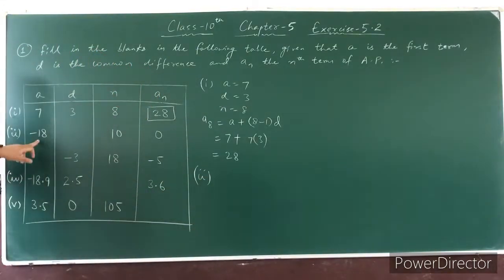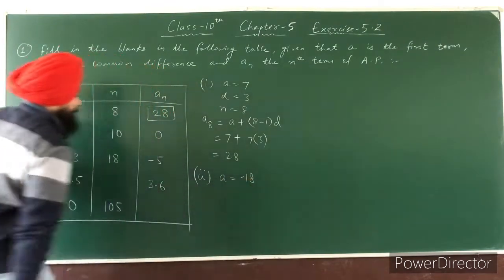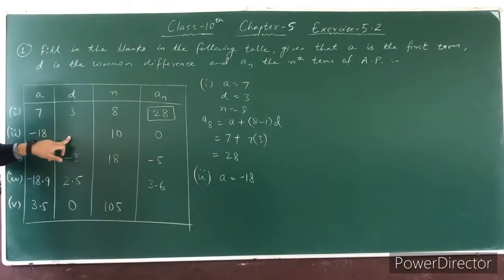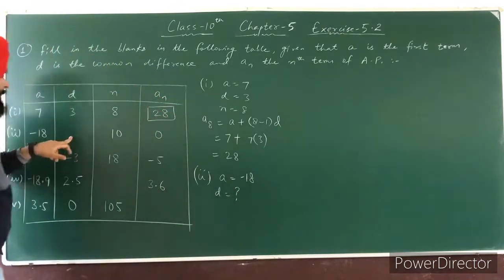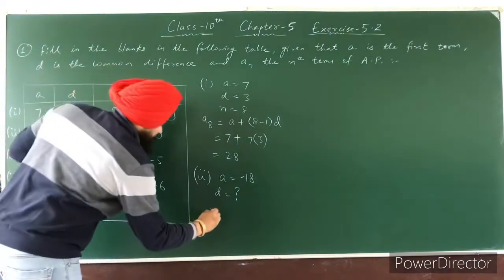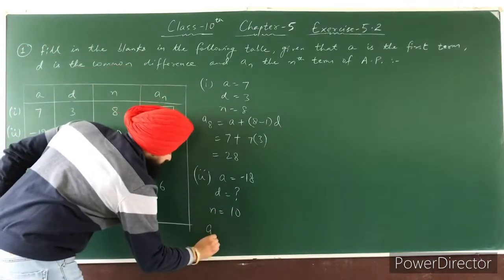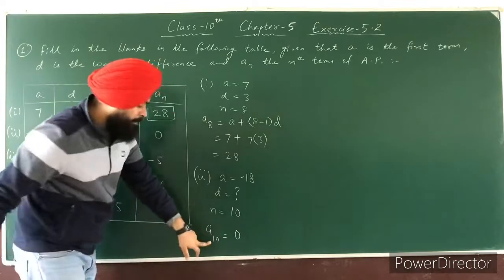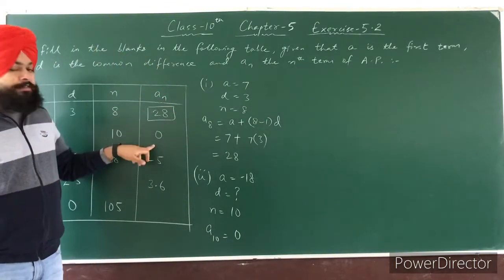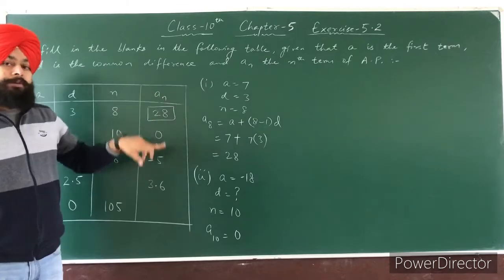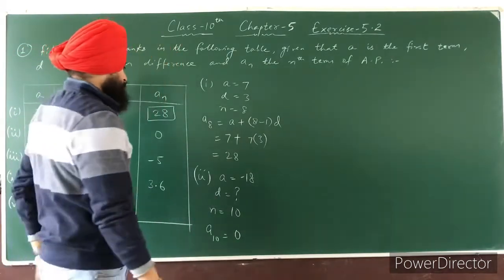Now see the second part. In the second part, the value of a is how much? Minus 18. The first term is minus 18. d is missing here. It means you will find here d. And the nth term is 10. And a_n is 0. a_n is 0 means the value of the 10th term is 0. Okay? Here the value of n is 10 and a_n is 0. It means here the 10th term's value is 0. You can write here a_10 is equal to 0.